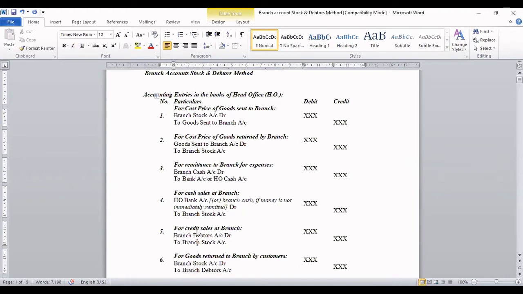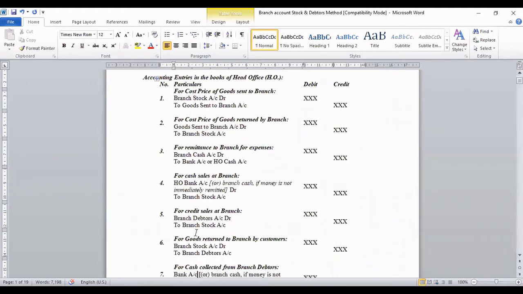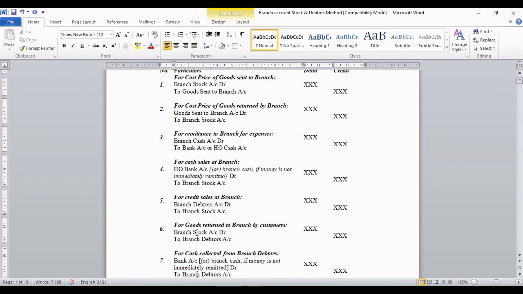Then next one, when goods are sold by branch on credit basis. Very easy entry. Come on, tell me. When the branch is selling goods on credit, it will increase your branch debtors. So the entry will be branch debtors account, and what is going out? Stock account. Yes, your stock is going out. So branch debtors account debit to branch stock account. Any doubt, any confusion till here? Are these five entries clear? Very important one. Yes, sir. Okay.